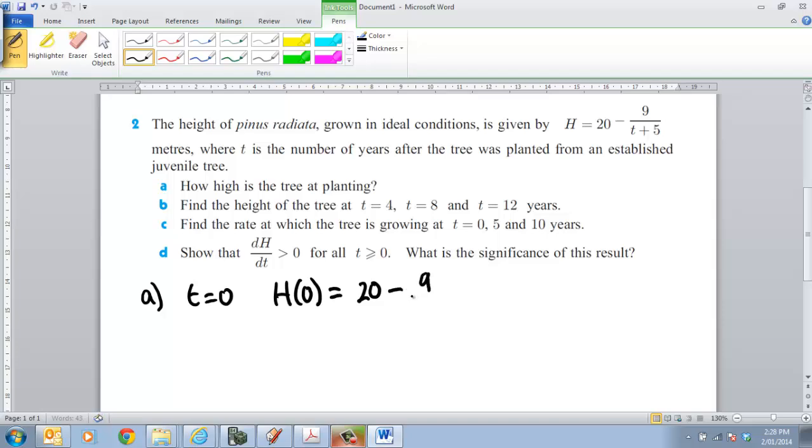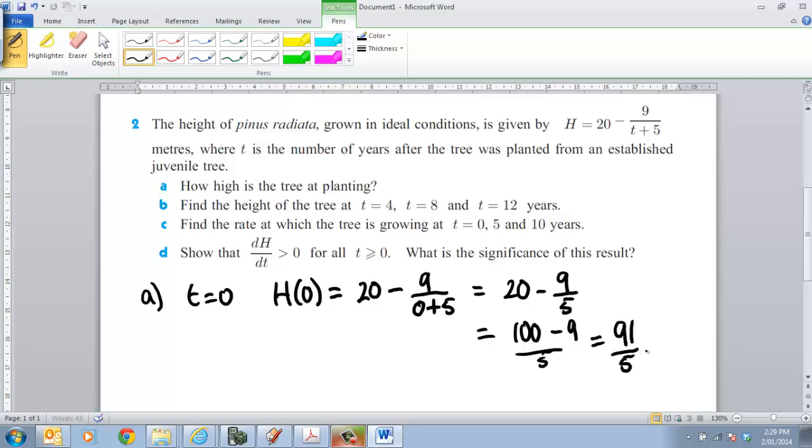take 9 all over 0 plus 5. So that's going to be 20 take 9 over 5. Well, 20 is really equal to, let's do the algebra way, 100 take 9 all over 5. So that's equal to 91 over 5. Alright, or you could just work it out as a decimal. Not really fussed, okay? The other way you could do that is to go to your calculator, by the way.